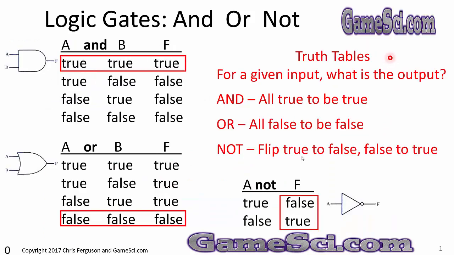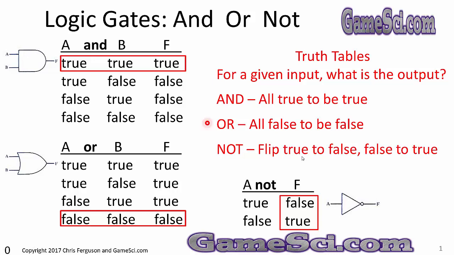Truth tables. For a given input, what is the output? For the AND truth table and the AND logic circuit, all true to be true. The only time the AND is true is when all the inputs are true. When all the inputs are true, the result is true. If any input is false, the output of the AND gate is false.